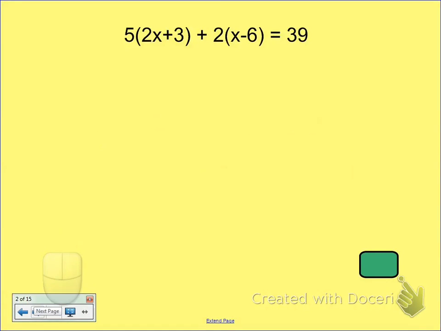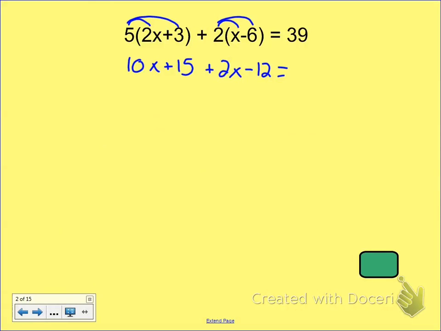First question is to solve this equation. So stop the video, give it a try, and then come back to hear the explanation. Welcome back. First step you want to do is you want to distribute out. So we're going to distribute out this 5. So we're going to end up with 10x plus 15 plus, and now we're going to distribute out this positive 2 to both terms. So plus 2x minus 12 equals 39.